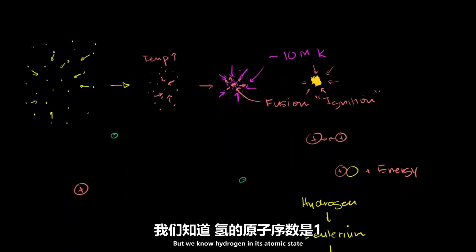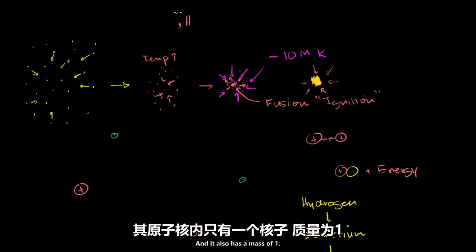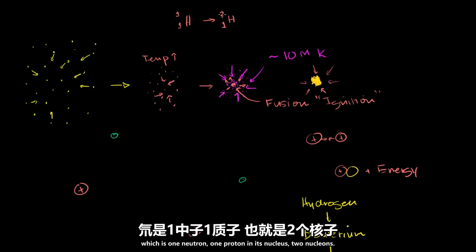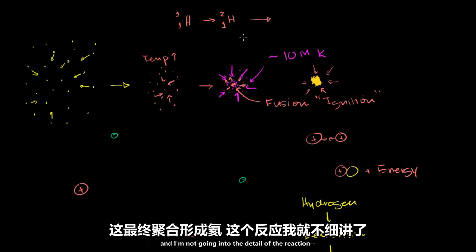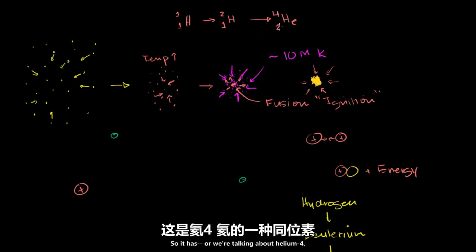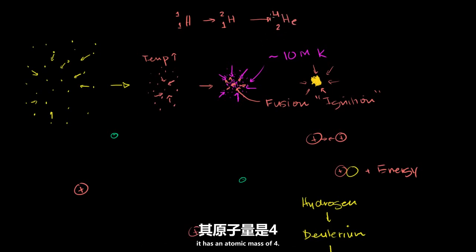But we know hydrogen in its atomic state has an atomic number of 1, and it also has a mass of 1. It only has one nucleon in its nucleus. But it's being fused. It goes to hydrogen 2, which is deuterium, which is one neutron, one proton in its nucleus, 2 nucleons. And then that eventually gets fused, and I'm not going into the detail of the reaction, into helium. And by definition, helium has 2 protons and 2 neutrons. So we're talking about helium-4 in particular, that isotope of helium. It has an atomic mass of 4.